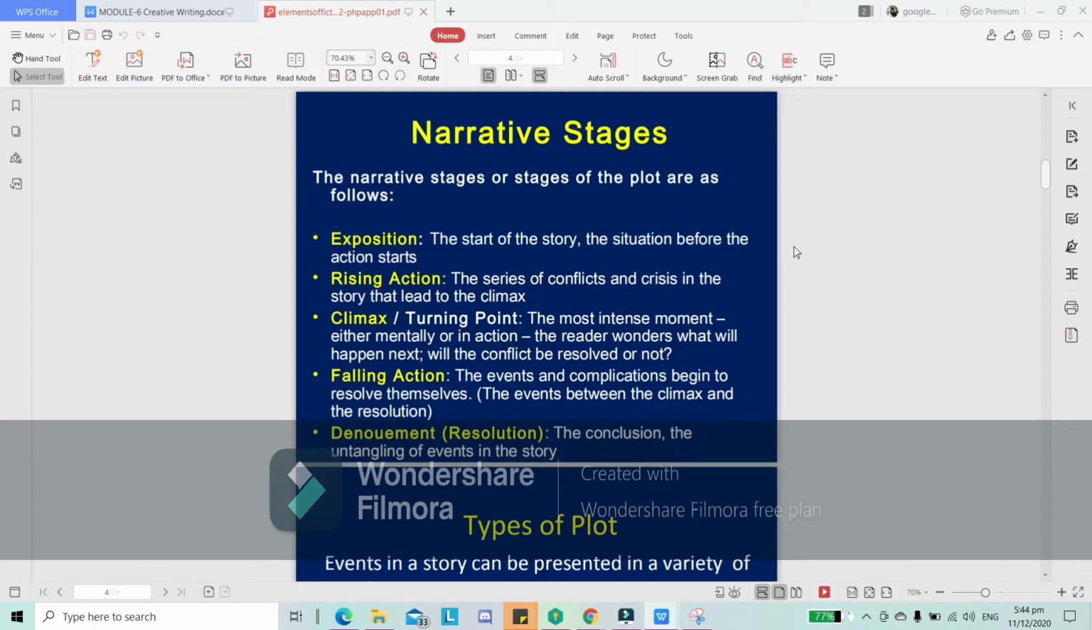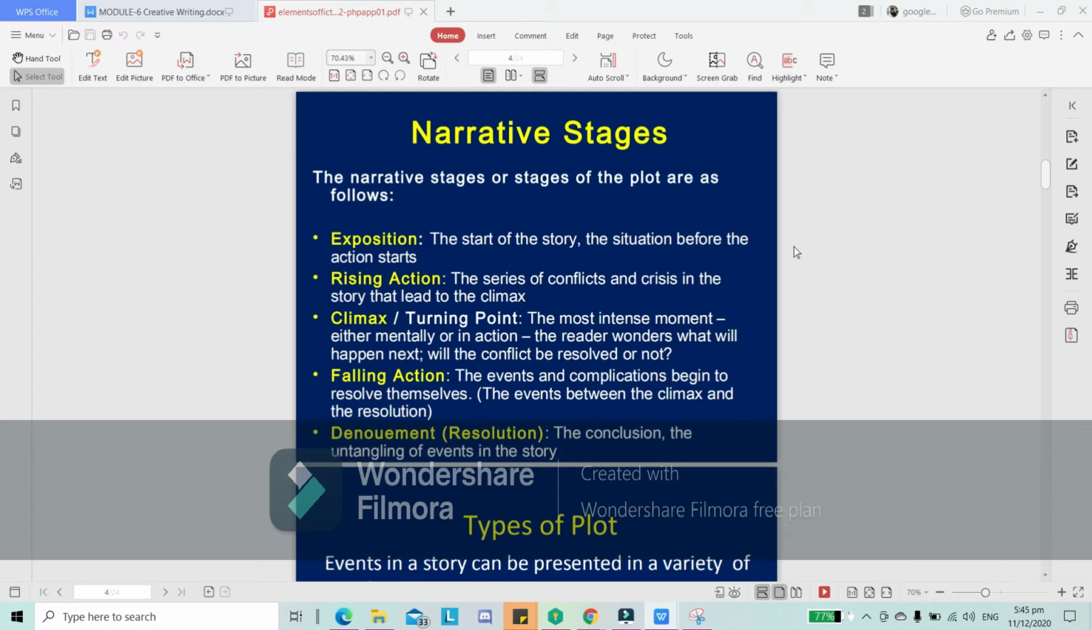The rising action is Voldemort always chasing Harry Potter. The climax is when they fought Voldemort in the last movie. Then the falling action is when he defeated Lord Voldemort in the final movie, and the denouement is that Harry Potter and the others are grown up, there is no more threat from Voldemort, and at the same time they are sending their children to Hogwarts. Those are examples of narrative stages. All heroic stories, or even all stories, have that same kind of narrative stage. So let's now proceed to the types of plot.